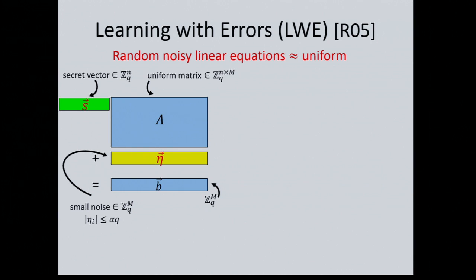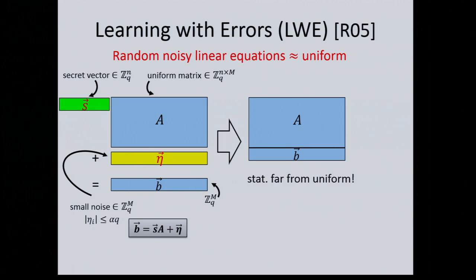What does it mean to be indistinguishable from uniform? We have this b, which equals s times A plus noise. Now let's think about the joint distribution of this uniform matrix A and the vector b. It's not hard to see that this distribution is going to be statistically far from uniform, at least if alpha is small enough. To see this, S times A is a random element in the row span of A. Since A is wide and short, this row span is just a hyperplane in Z_q to the m. So we have this fairly low dimensional hyperplane, and we take a random point in it. Obviously, if I give you these two things, it's statistically far from uniform and computationally distinguishable from uniform.